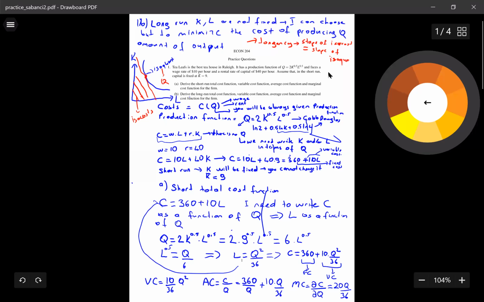Hocam ekran gitti. Gitti mi? Şu anda görüyor musunuz? Evet.